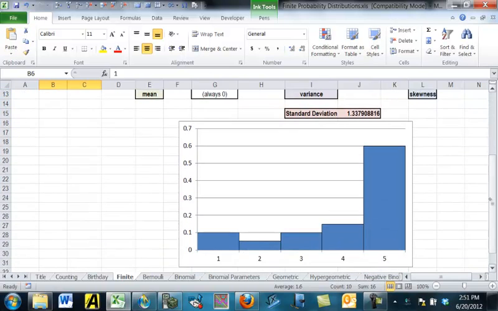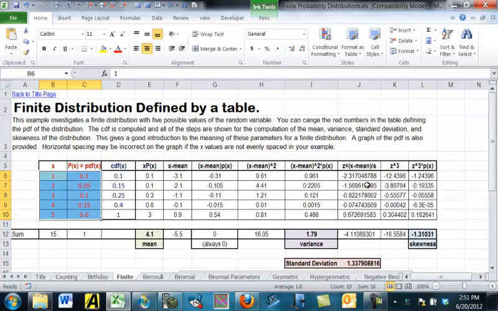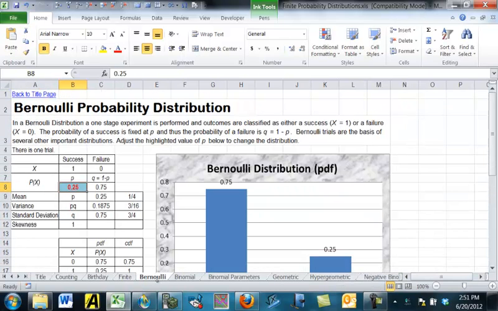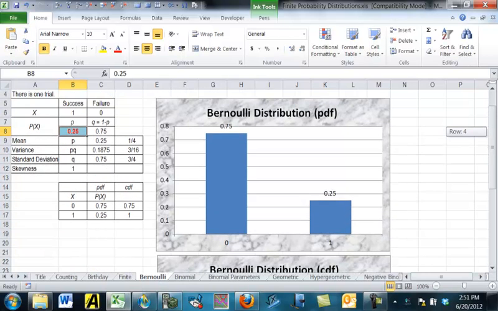And it shows a graph. The graph will work right as long as these are sort of evenly spaced out. If these aren't evenly spaced out, the graph doesn't work exactly right on this sheet, but it works well for this example. There's a Bernoulli distribution where either you get a success or failure, and we'll call a failure 0 and a success 1, and you can change the probability of success here.